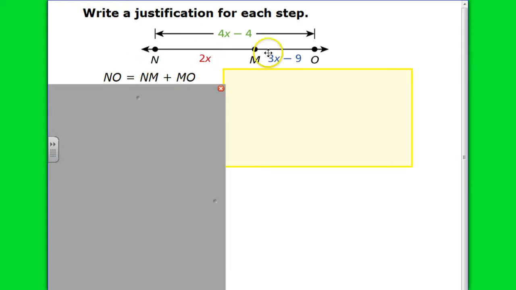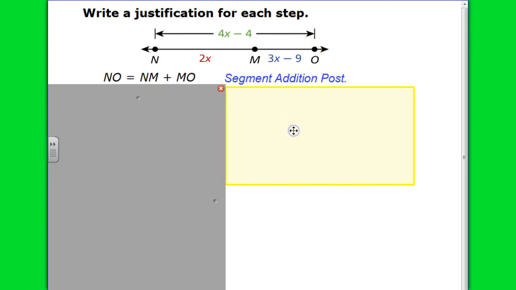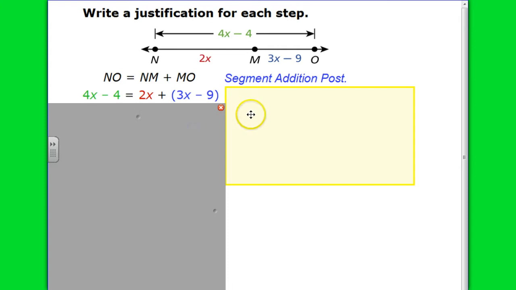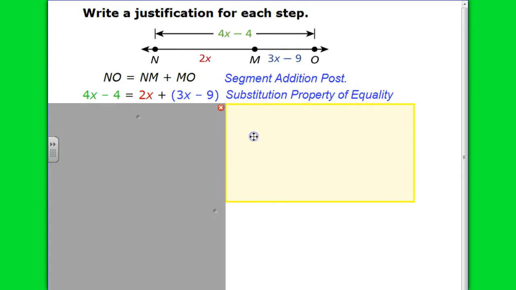So the measure of the entire NO equals NM plus MO. So that's the given segment addition postulate. We're just adding the two pieces that make up the entire segment NO. So now what could we do? We see some expressions that are represented there, so we could substitute, right? And that's our substitution property of equality.